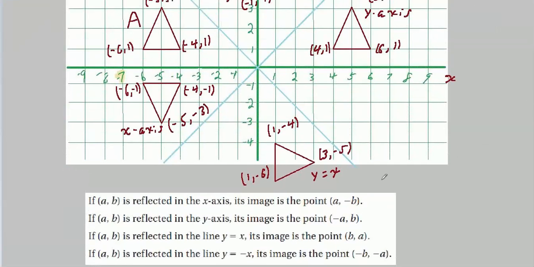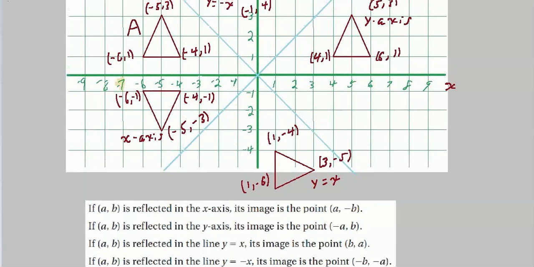Reflected about the x-axis. The x-coordinate stays the same, but the y-coordinate becomes negative, and that's what we did here. Minus 4, 1 becomes minus 4, minus 1. Minus 6, 1 is minus 6, minus 1. And up here we had minus 5, minus 3. And down at the bottom, minus 5, minus 3.